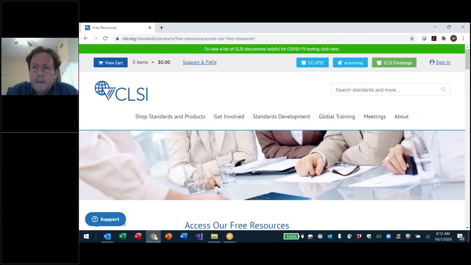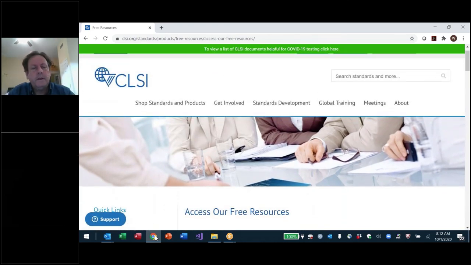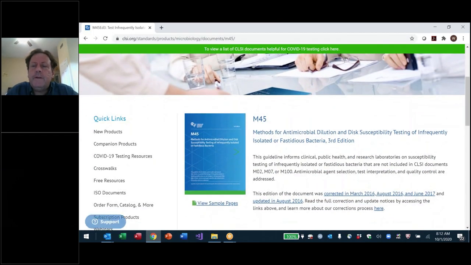There are other documents, M61 for mold, M62 for Nocardia and actinomycetes, another one for tuberculosis. M45 is an important one, CLSI M45, for infrequently isolated or fastidious bacteria. Most of them you've probably never heard of, or you may not have ever isolated them. A lot of them have to do with bioterrorism, anthrax, some of the Pasteurella, I forget the other ones. So it's not routine bacteriology. I think it does include Campylobacter, which is important, but it is a fastidious organism.